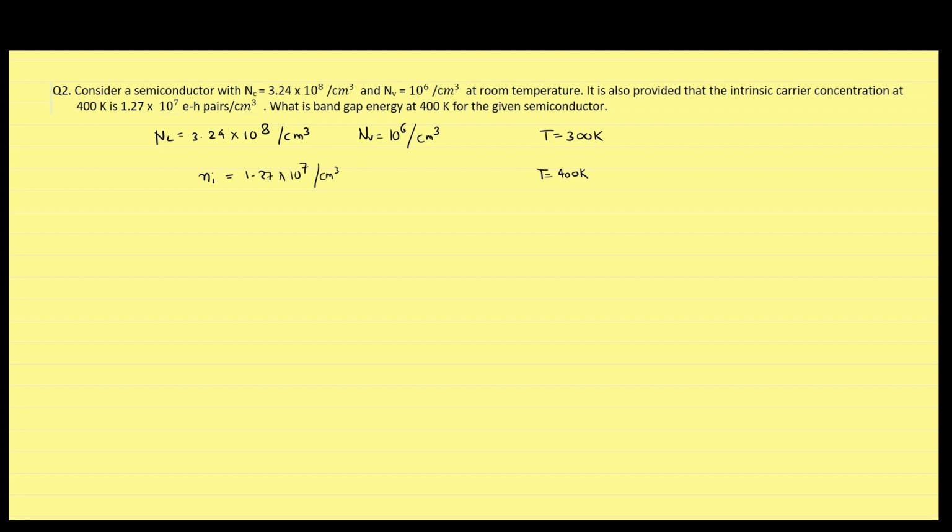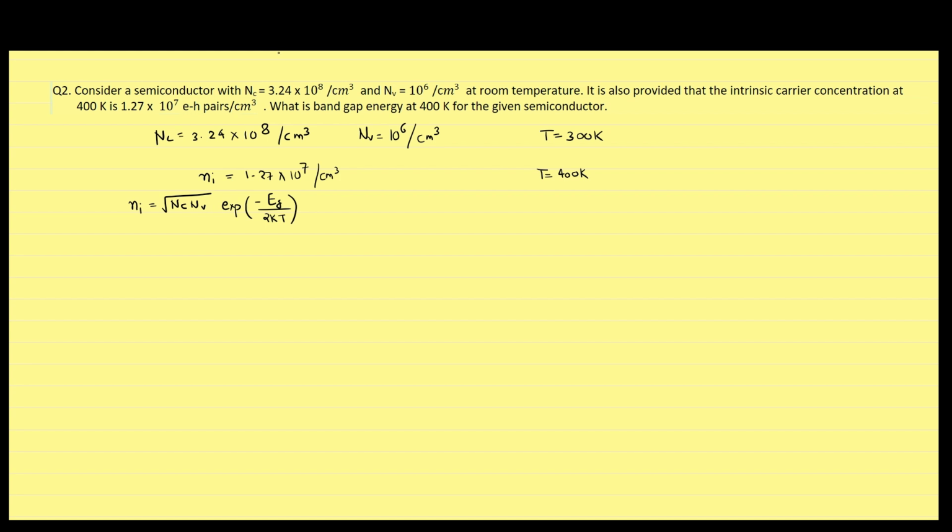We have the formula ni is equal to under root Nc into Nv, exponential Eg divided by 2kT, and we have to find band gap energy at 400 Kelvin. We are provided effective density of states in conduction band and valence band, but at 300 Kelvin, and the band gap energy is asked at 400 Kelvin.